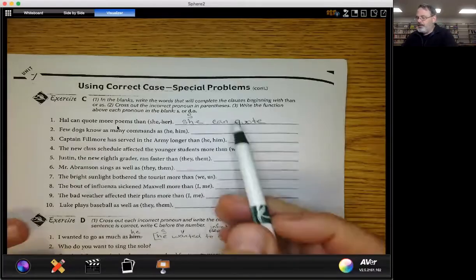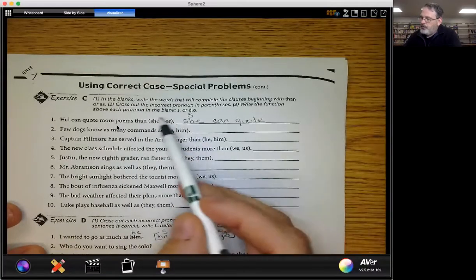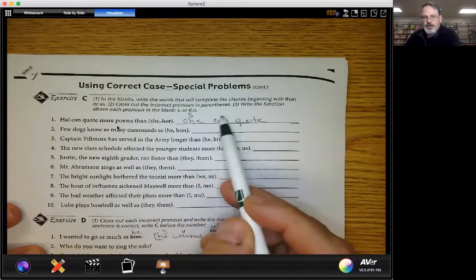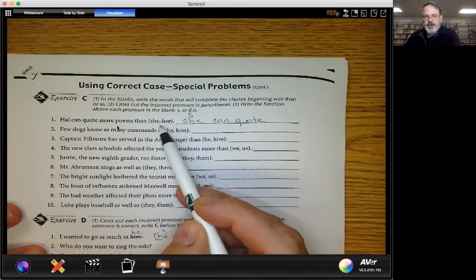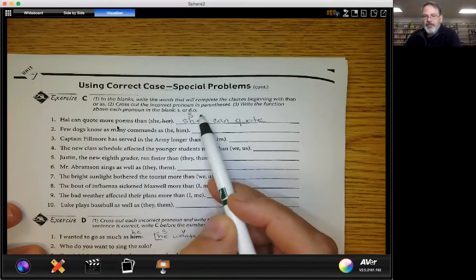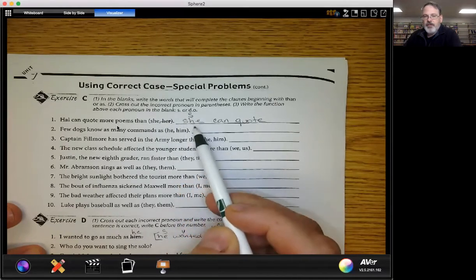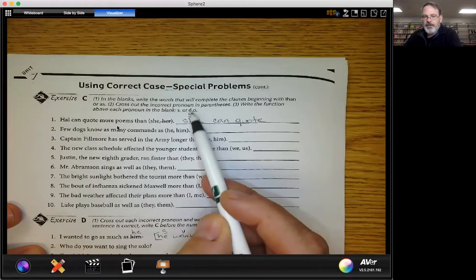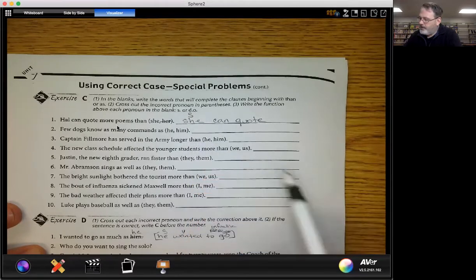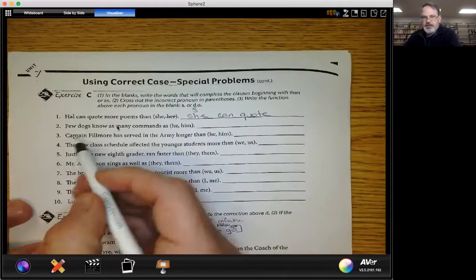Hey everybody, we are going to review pages 158 and 159 in your Grammar and Composition 2 book. Okay, 158. Let's look at this together. Of course, we did the first one together. If you recall, we're trying to figure out what the elliptical clause is, cross out the incorrect pronoun, and then write the function of the pronoun in the elliptical clause above it. It's either going to be subject or direct object. All right? So let's look at this.